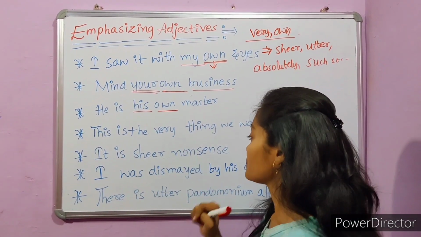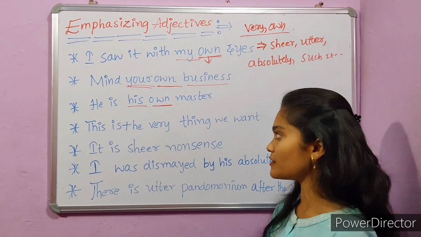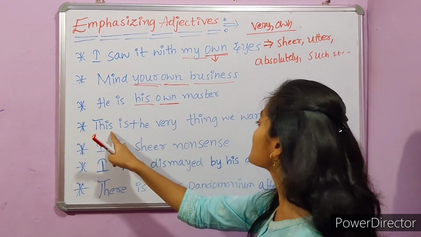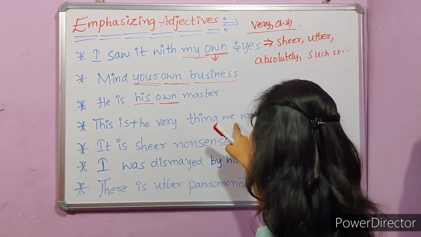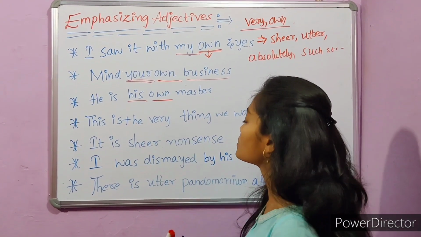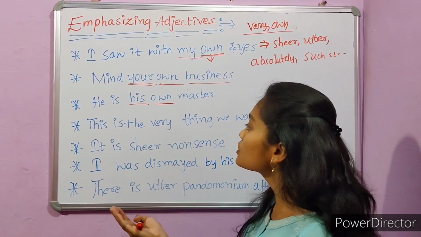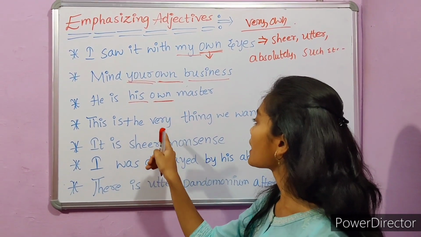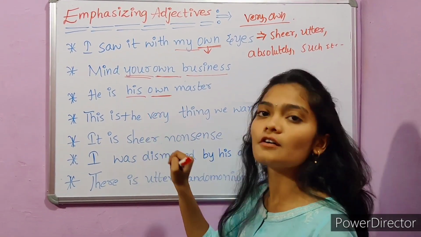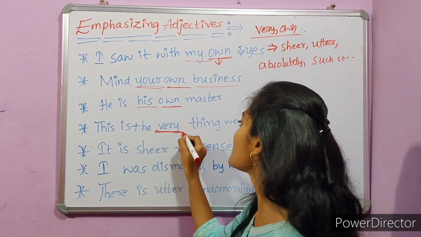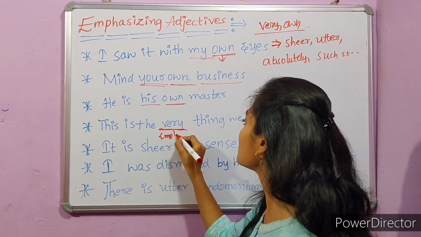Next, very. Very is used to emphasize the noun. This is the very thing we want. I can also write the sentence as this is the thing we want. But in order to emphasize the sentence, I use the adjective very. So it is an emphasizing adjective.